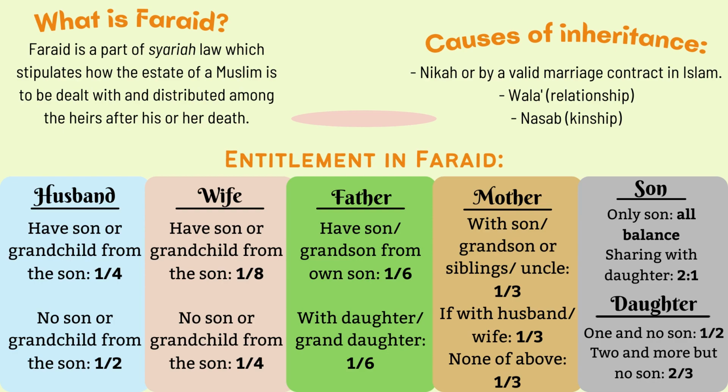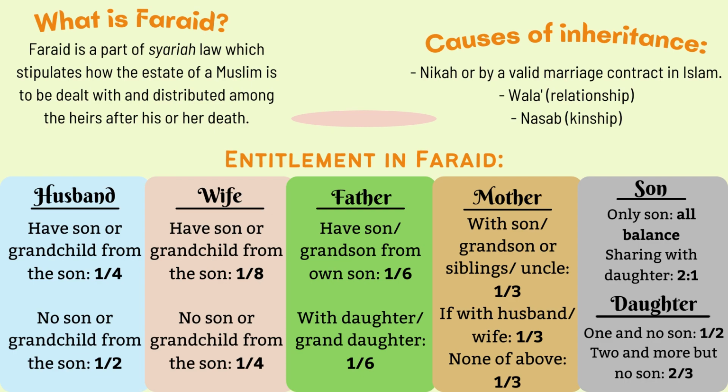Next, faraid is one of the estate plannings. Faraid is a part of Sharia law which stipulates how the estate of a Muslim is to be dealt with and distributed among the heirs after his or her death. The causes of inheritance under faraid are: first, nikah or a valid marriage contract in Islam; second, wala relationship or bondage, where the cause for the inheritance of the emancipator to the estate of the emancipated slave is the benefit of the emancipator over the emancipated person. Through this, the emancipator becomes entitled to inherit from the estate of the slave whom he emancipated, irrespective of whether the emancipator is male or female.